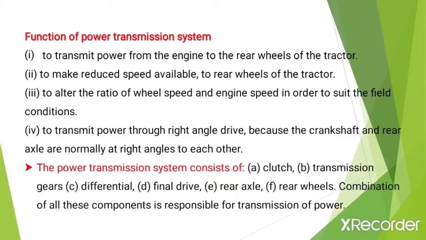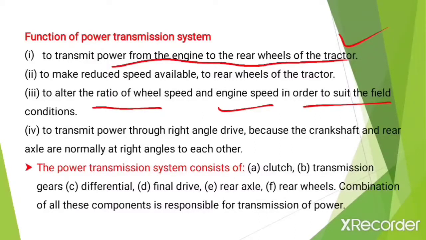Then let's see what are the functions of the power transmission system. The first function is to transfer the power from the engine to the rear wheels of the tractor. After that, to make the reduced speed available to the rear wheels of the tractor. The next function is to alter the ratio of wheel speed and engine speed in order to suit the field conditions. Sometimes there is a requirement of altering the ratio of wheel speed and engine speed according to the field conditions.